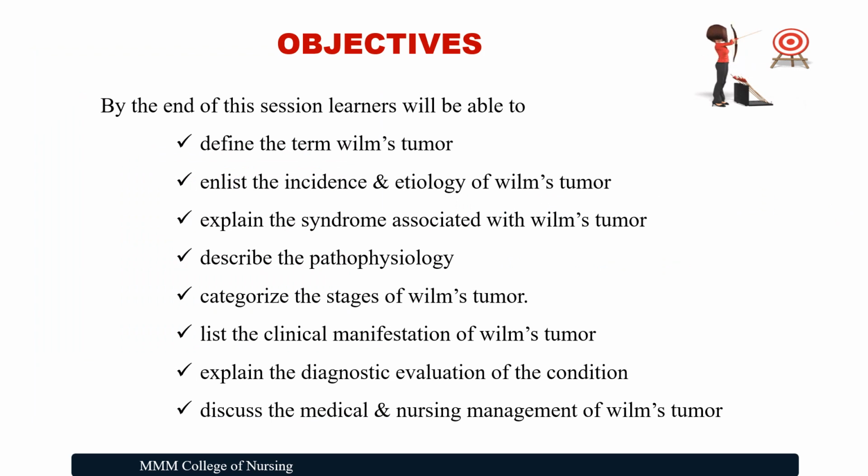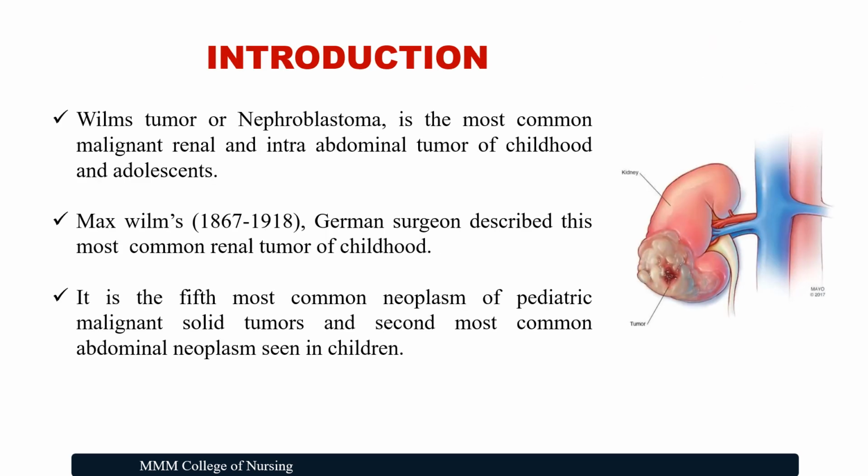Objectives: by the end of the session, learners will be able to define the term Wilms tumor and enlist the incidence and etiology of the condition, explain the syndromes associated with Wilms tumor, describe the pathophysiology and categorize the stages of Wilms tumor, list the clinical manifestations of Wilms tumor, and explain the diagnostic evaluation, medical management and nursing management of the condition.